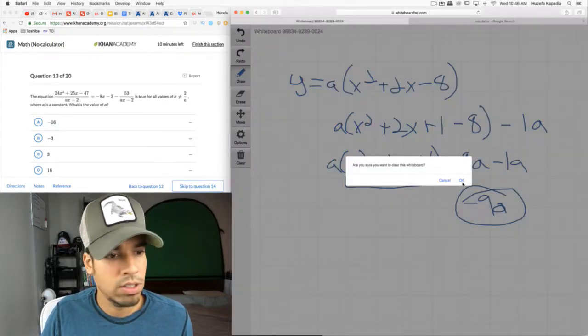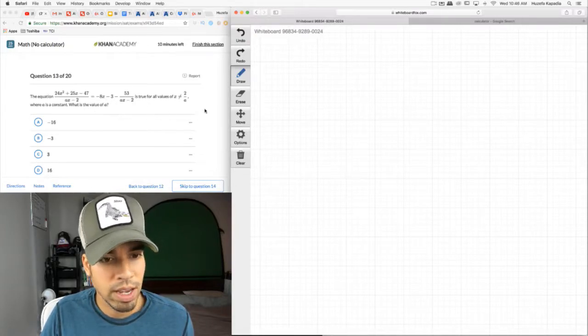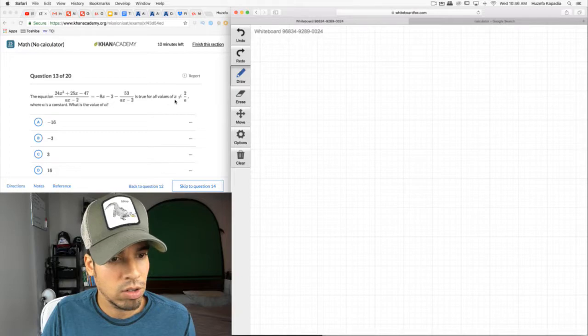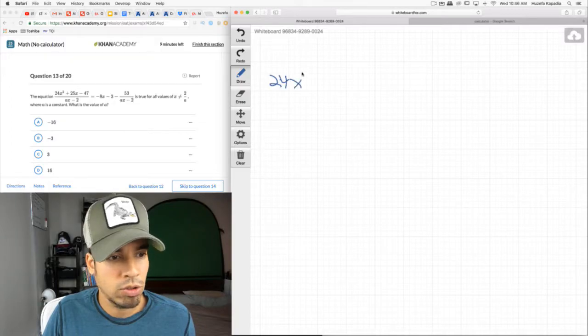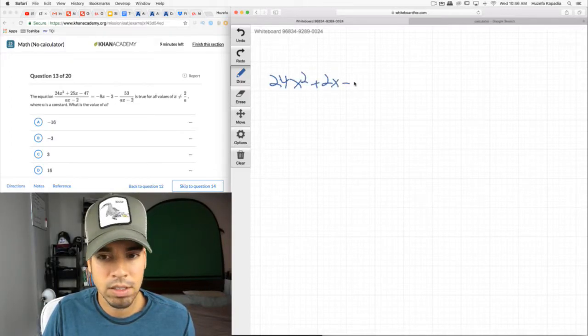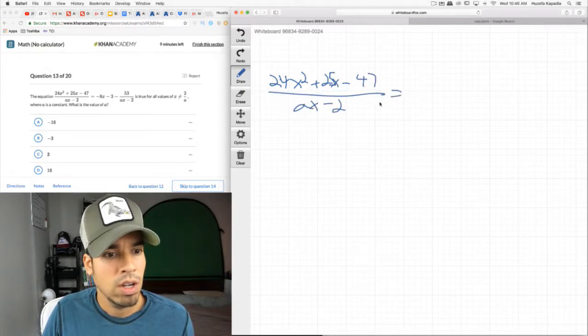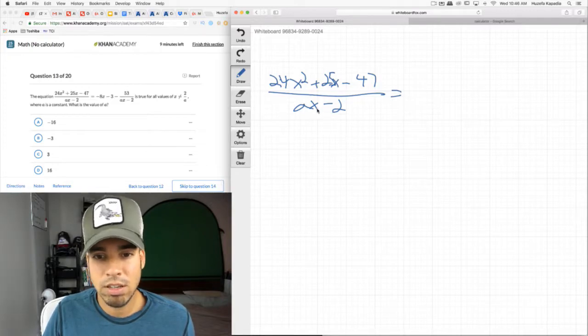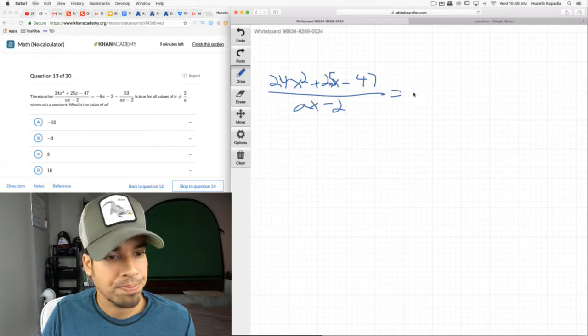Next, we have this. We have 24x squared, blah, blah, blah, where a is a constant. What is the value of a? Okay, so we just need to solve for a. All right. Wow, this is going to be a long problem. 24x squared plus 25x minus 47 over ax minus 2. Let's get everything over ax minus 2. That's going to be my strategy, so we can just get rid of that entire bottom denominator.